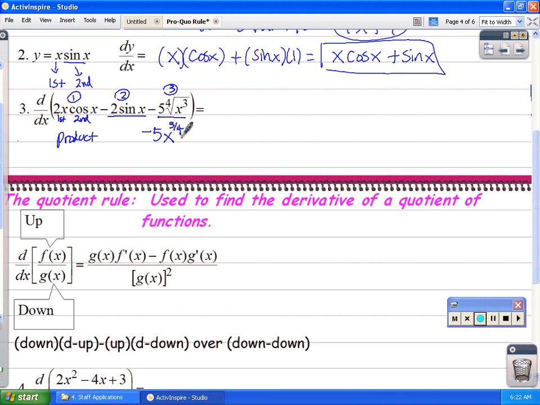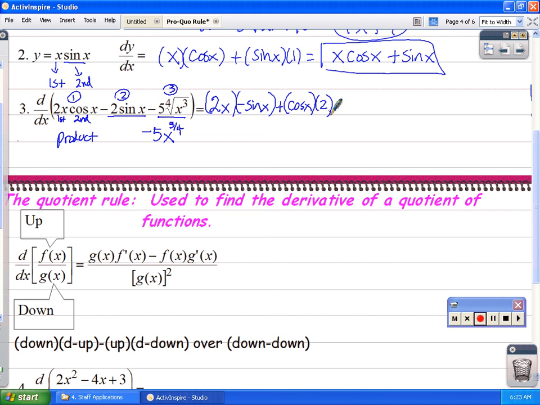All right, so here we go. I'm going to find the derivative of the first term, which is the 2x cosine x. So I have the first times the derivative of the second. The derivative of cosine is negative sine, plus the second function, cosine x, times the derivative of the first function. Now, all of that right there was the derivative of the first term using the product rule.